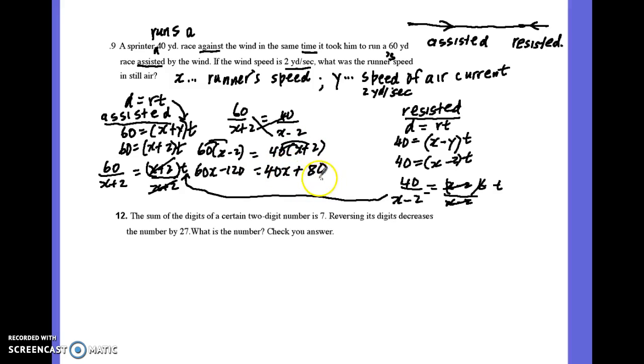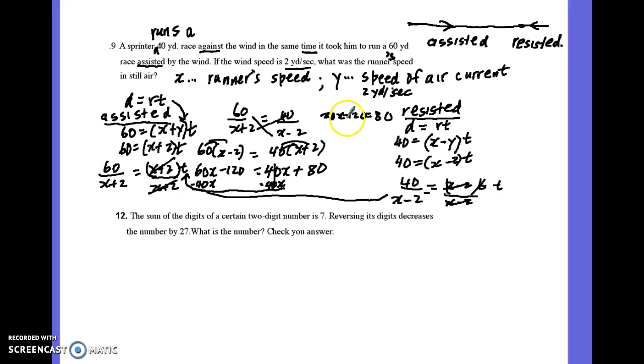Well, we're going to subtract, usually the smaller, so let's subtract the 40x from the right, in which case we have to subtract it from the left. And this becomes 60 take away 40, that's going to be 20. I want to bring it up here. Minus 120. On this side, the 40x disappears and it's going to be equal to 80.